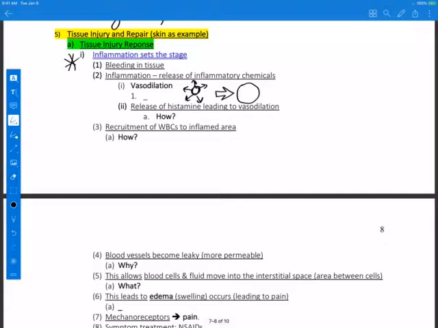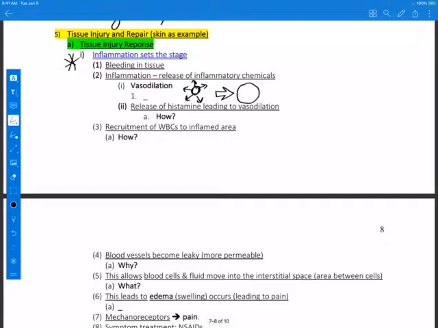Also, a little chemical called histamine is released, and that also leads to vasodilation. Mast cells degranulate and release a vasodilator, and that vasodilator was the histamine that I mentioned. And the mast cells release that histamine from these little secretory vesicles. So the blood, the histamine, all lead to inflammation and vasodilation and heat.